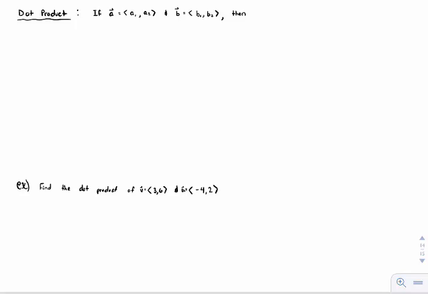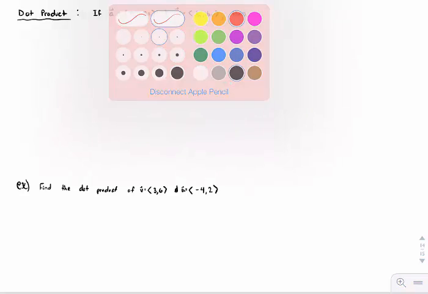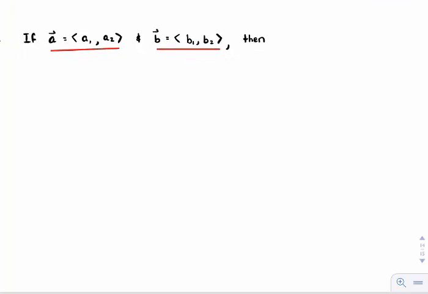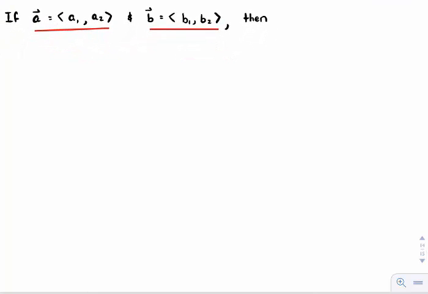So to get started, let's show you what the dot product is, what the operation looks like, and it involves these two vectors. I have vector A written out and vector B written out. We're just going to use these as the names for our vectors, and this is what the dot product is as an operation.